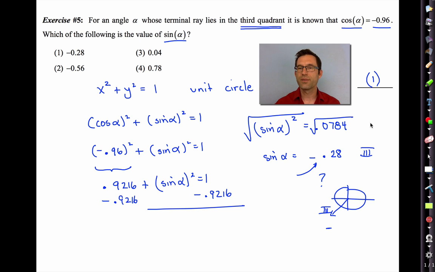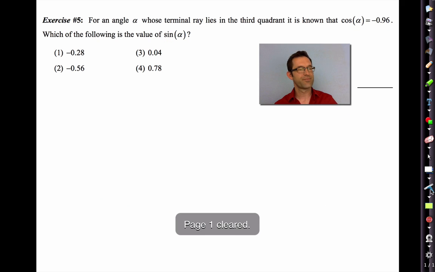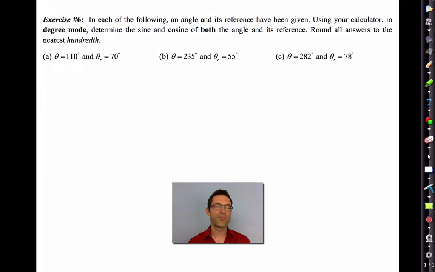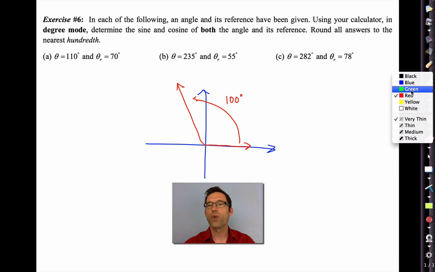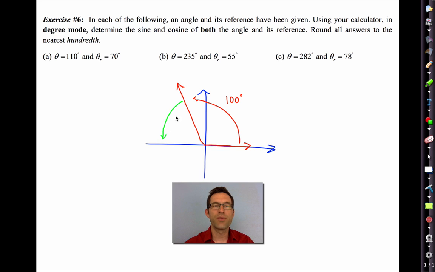Okay, let's clear out that text and go to the back side of the sheet. Now, what we're going to explore in the next couple exercises is the relationship between an angle, its sine and cosine, and the sine and the cosine of its reference angle. So let me remind you about something. Okay, if we have an angle drawn in standard position, don't worry about unit circle, that doesn't matter. Let's say I had a 100-degree angle, okay? Its reference angle would be the angle between the terminal ray and the closest x-axis. So its reference angle, in this case, would be 80 degrees, okay?